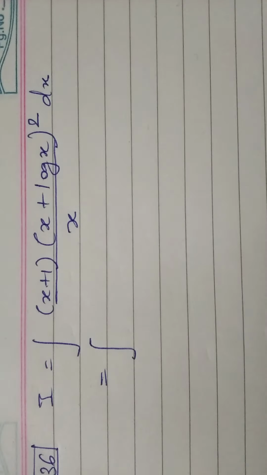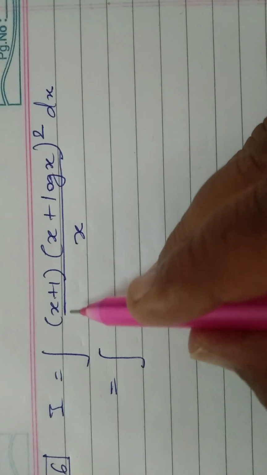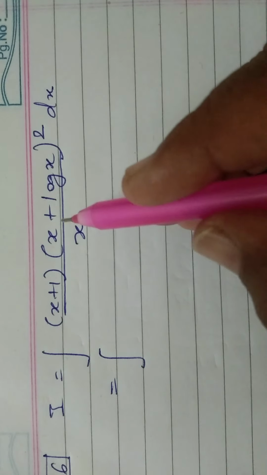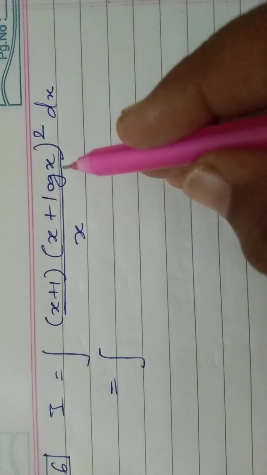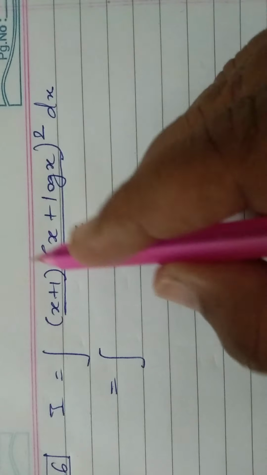So now let's go to the next question. That is integral. I have here 1 plus x, and into bracket I have x plus log x the whole square, and upon x. My eye-catching term is this.